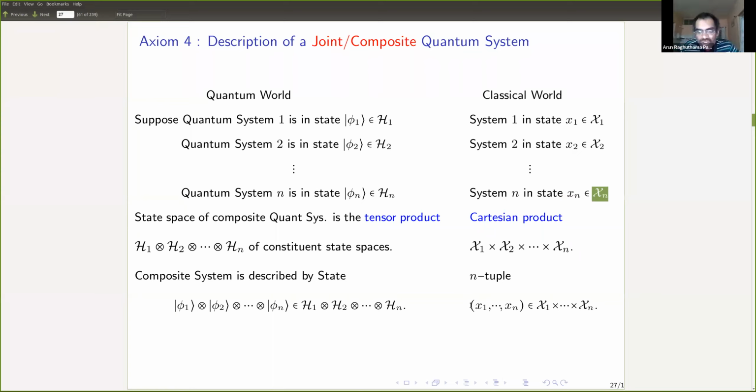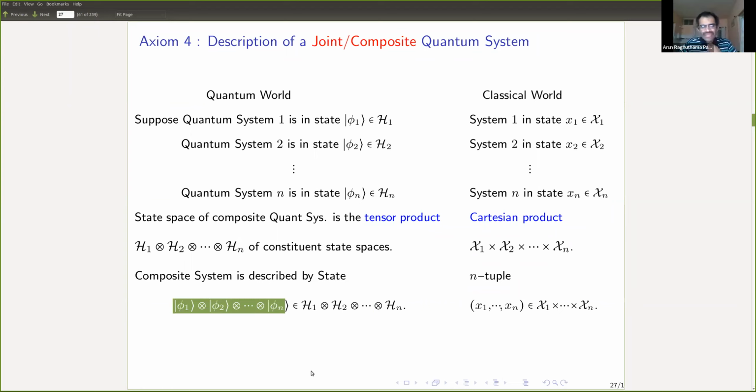So this x1 cross x2 cross xn has now transformed into a tensor product h1 to hn, and the n-tuple, that is the x1 through xn n-tuple, has now transformed into a tensor product phi1 through phi n. Okay, so I'm trying to tell you what is the joint description, the description of a joint quantum state, which is analogous to the description of a multi-bit. Okay, you can think of it as a multi-classical bit.